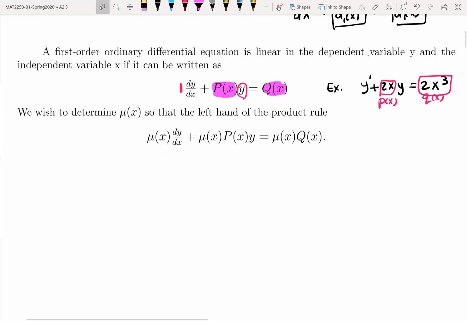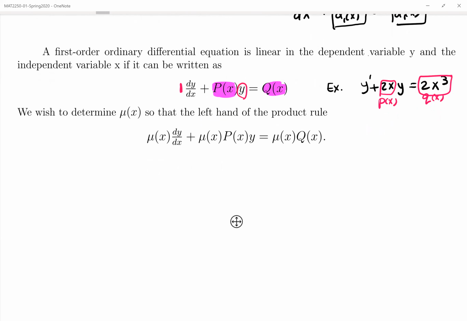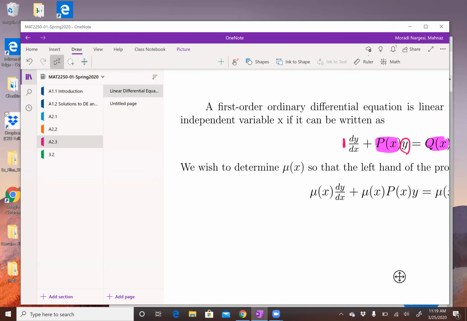Okay, so the method is going to be integration. I want to integrate later, but I think I forgot to press record. Am I right?